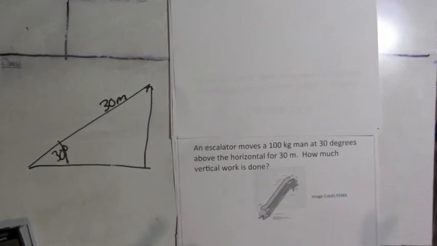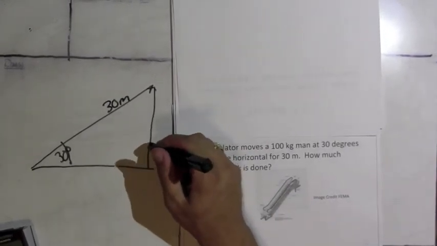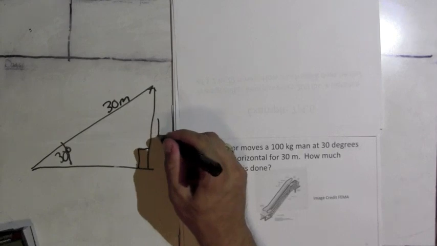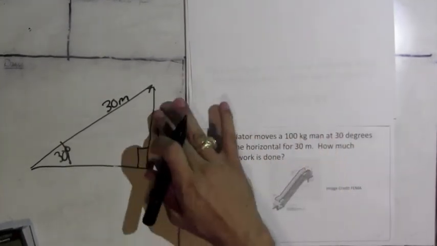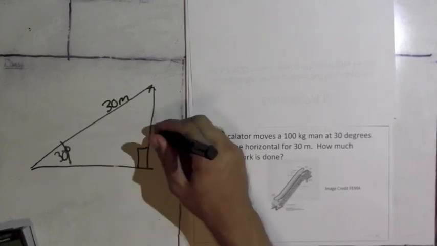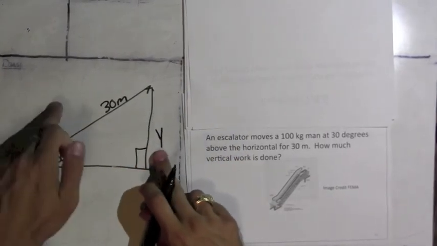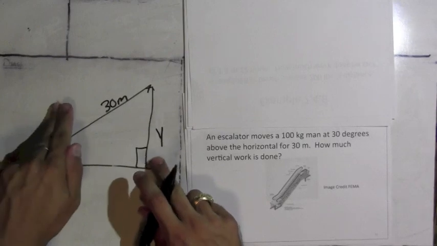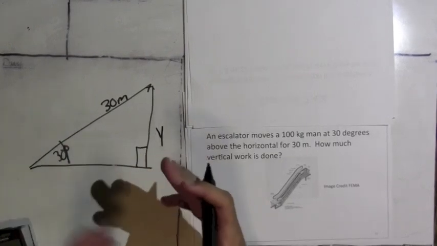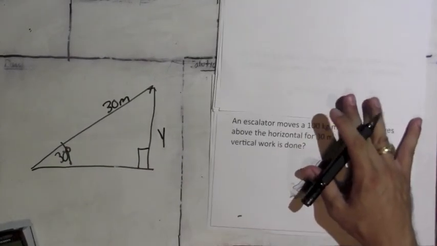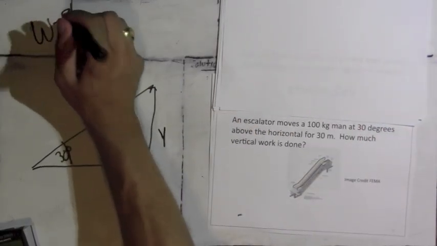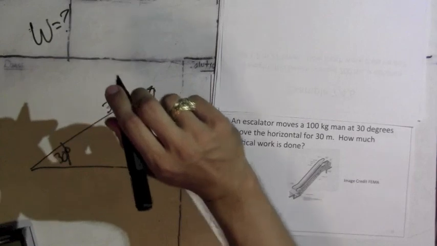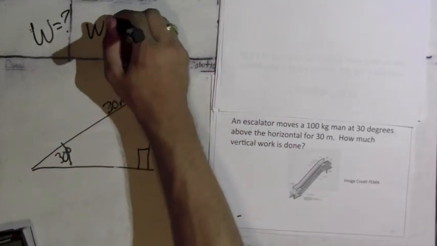So in order to figure out the vertical work, we obviously need to find this vertical component right here, which we're going to call the height, but is also known as y. I'm going to go ahead and put it as y for now, because y or h kind of gets confused with hypotenuse sometimes. So let's just leave it as y for now, and we'll change it later when we look at the formula. So it says we are looking for vertical work done. We know that work can equal potential energy.